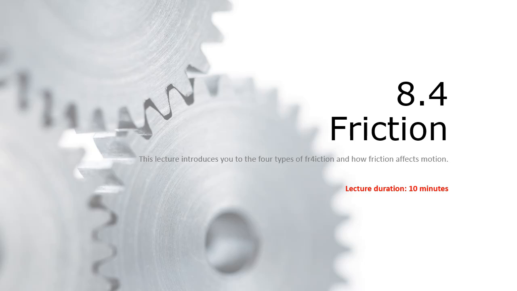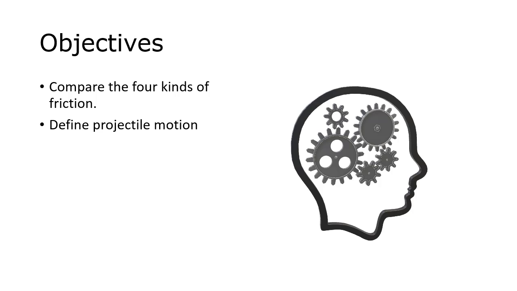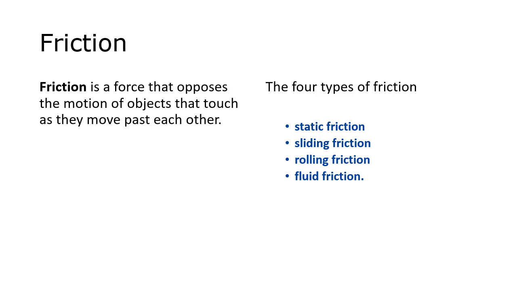This lecture introduces you to the 4 types of friction, how friction affects motion, and a brief introduction to projectile motion. The duration of this lecture is less than 10 minutes. By the end of this lesson, you should be able to compare the 4 kinds of friction, and define projectile motion. A force that is always present and we are working to overcome is friction.